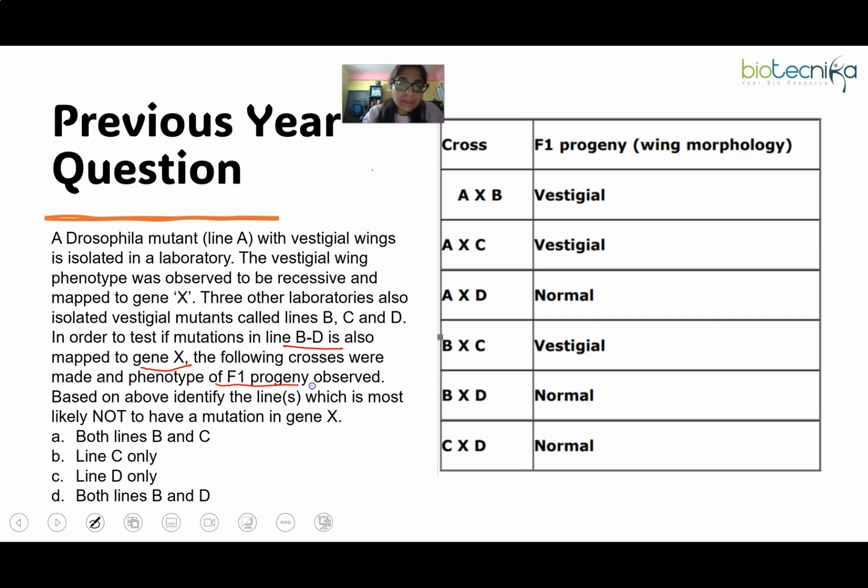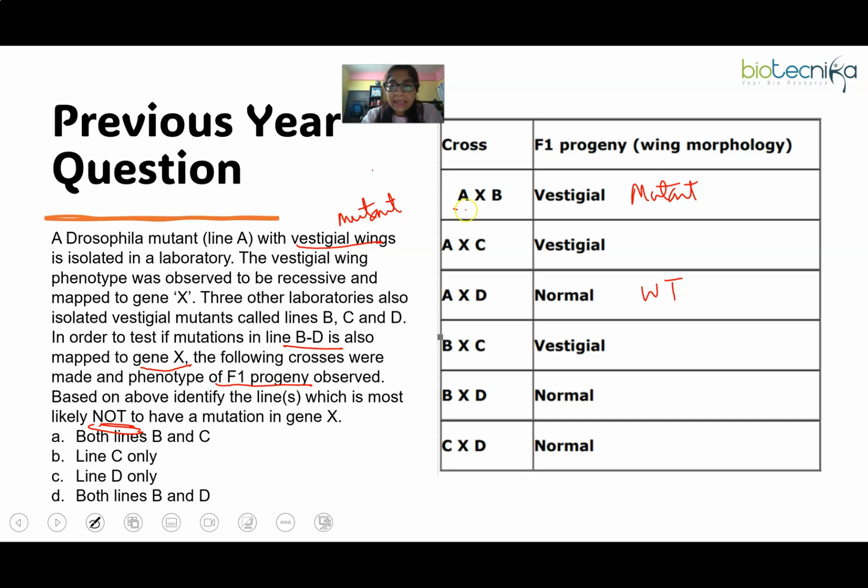See again what we are doing. Vestigial wing is the mutant phenotype. So mutants A, B, C, D, having the same mutation, are getting crossed and the phenotype of the F1 generation is noted. Based on the above, identify the line which is most likely not to have the mutation in gene X. In the same way we will do this. Vestigial means mutant phenotype. Normal means wild type phenotype.